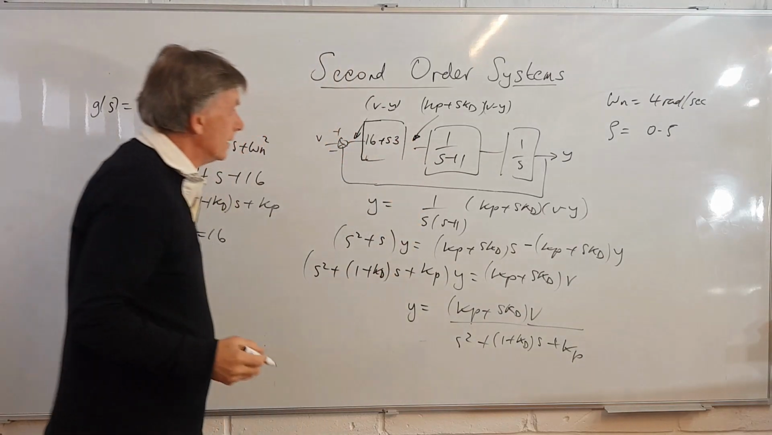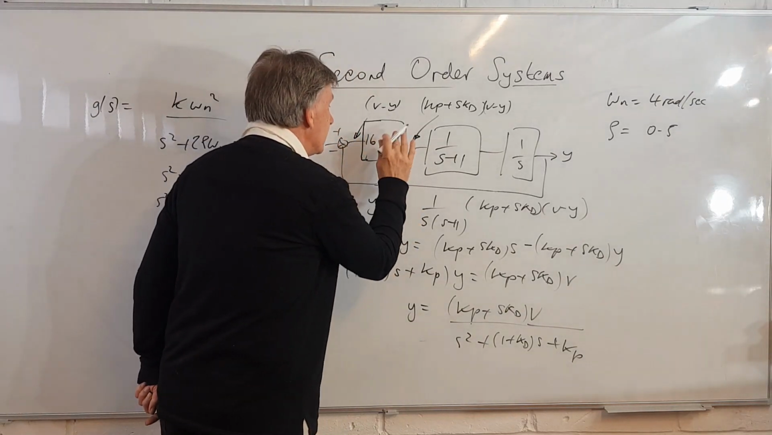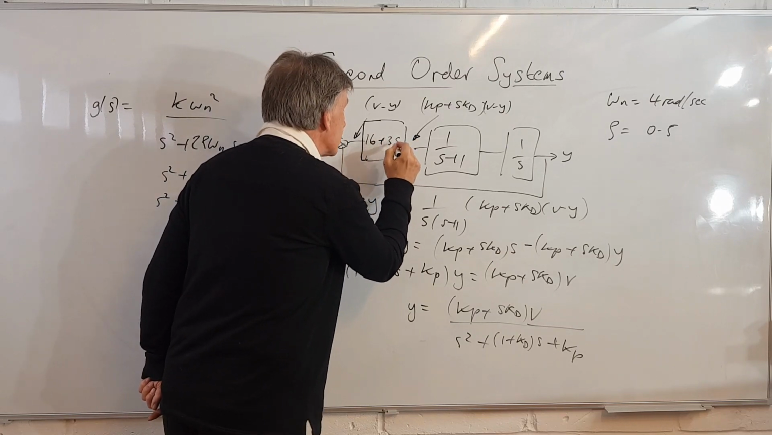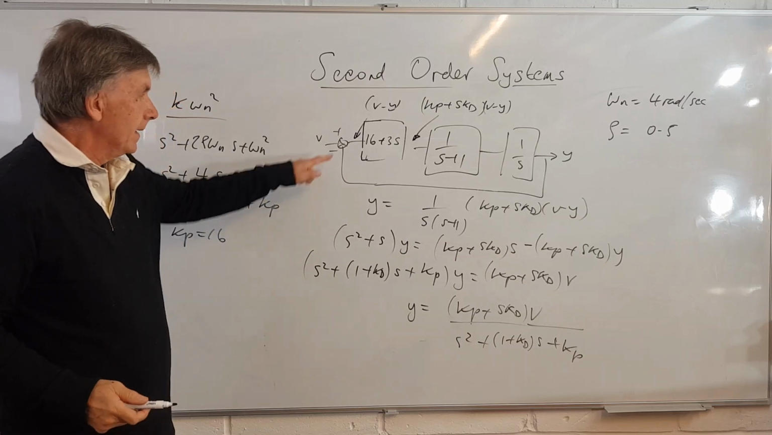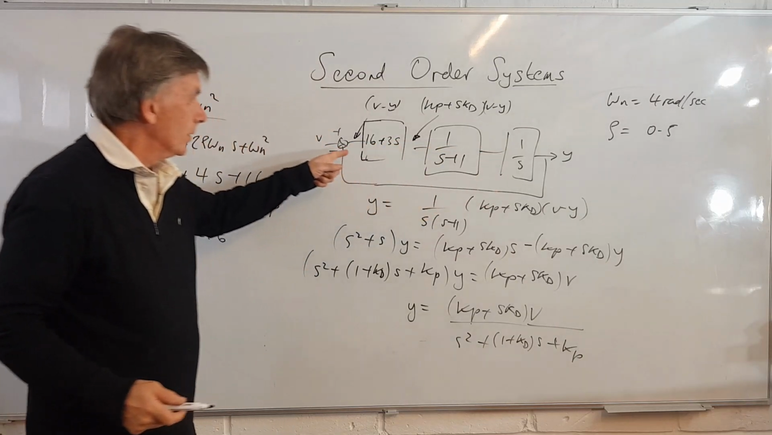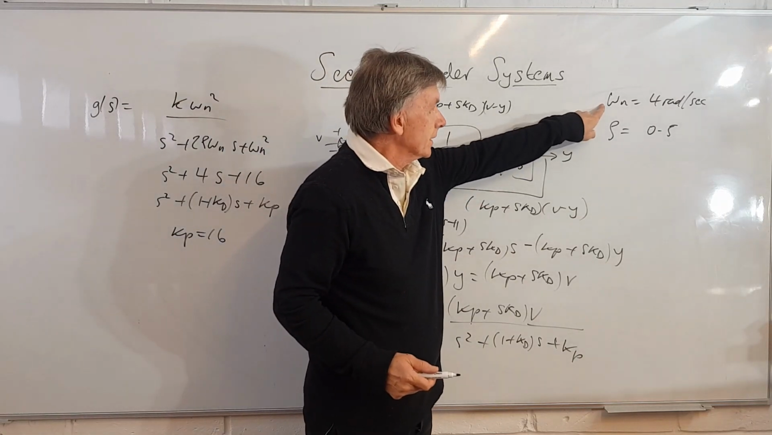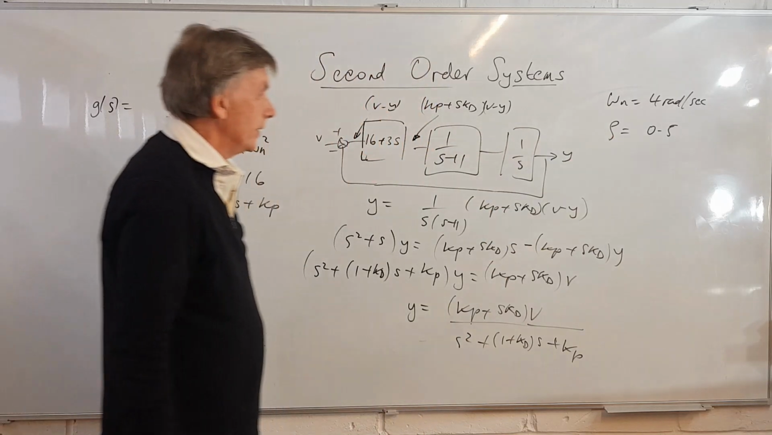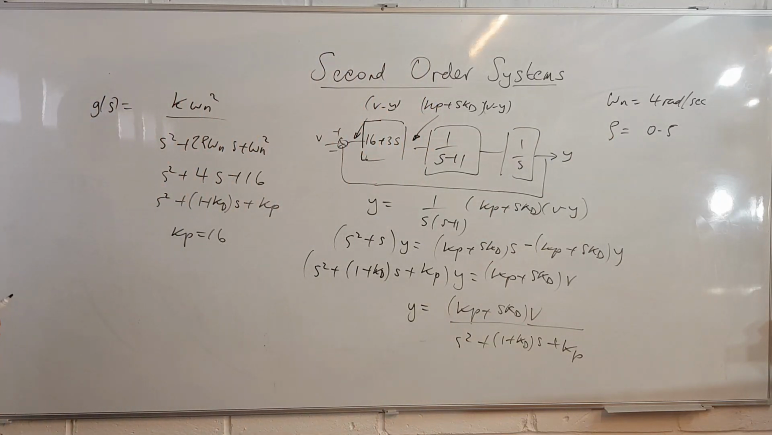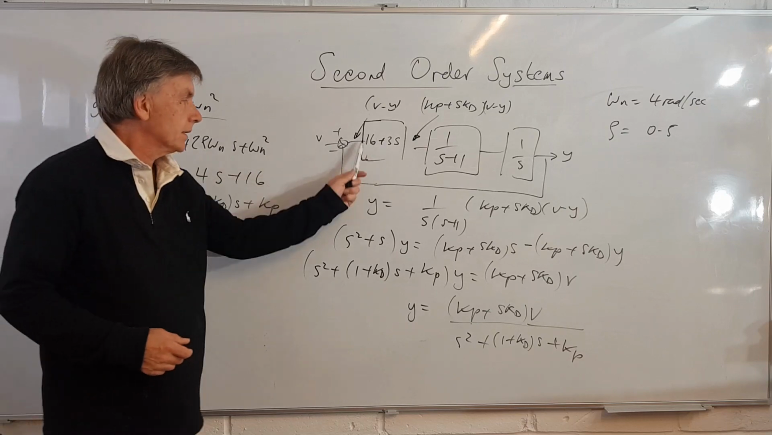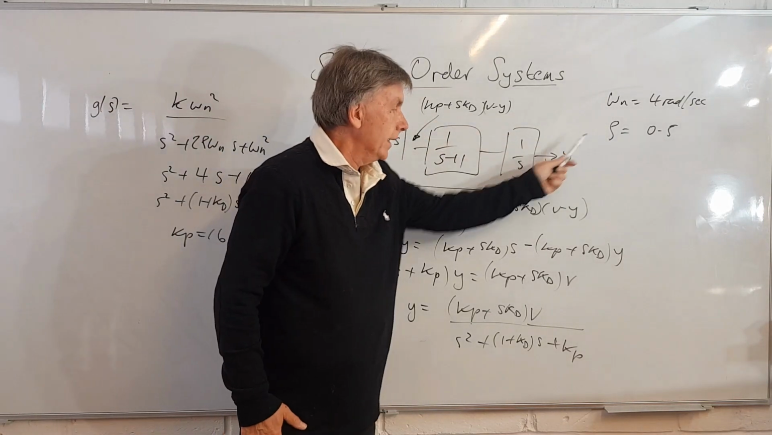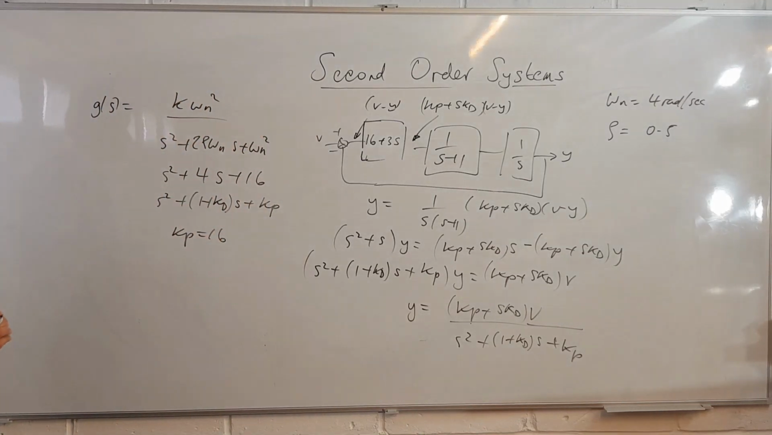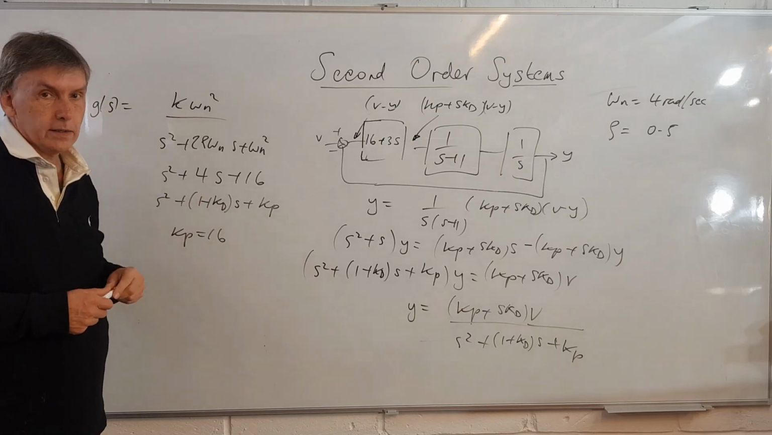So what we have now is, let me put that the other way around. Yes, if we chose the controller now, 16 plus 3s in here, then this system would effectively have a natural frequency of 4 radians per second and a damping ratio of 0.5. And that's how we could then choose some controller gains to achieve certain natural frequencies and damping ratio in the closed loop system. And those are things you need to know about second order systems.